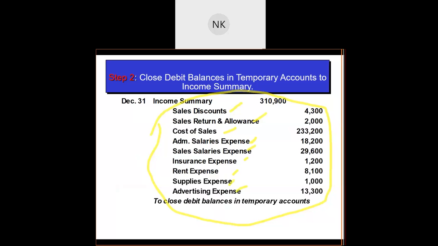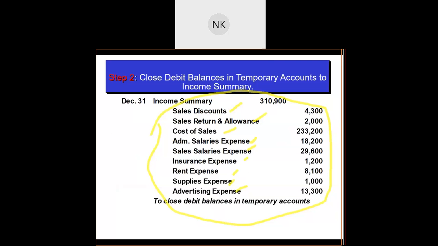So what do you do here actually? You reverse, because we said we want to close. So you reverse it to income summary. Just now, when you saw sales, we debit sales, credit income summary, right? So for the debit items, we credit all the debit items and debit income summary. Basically, what you're doing is to know what your profit amount is.